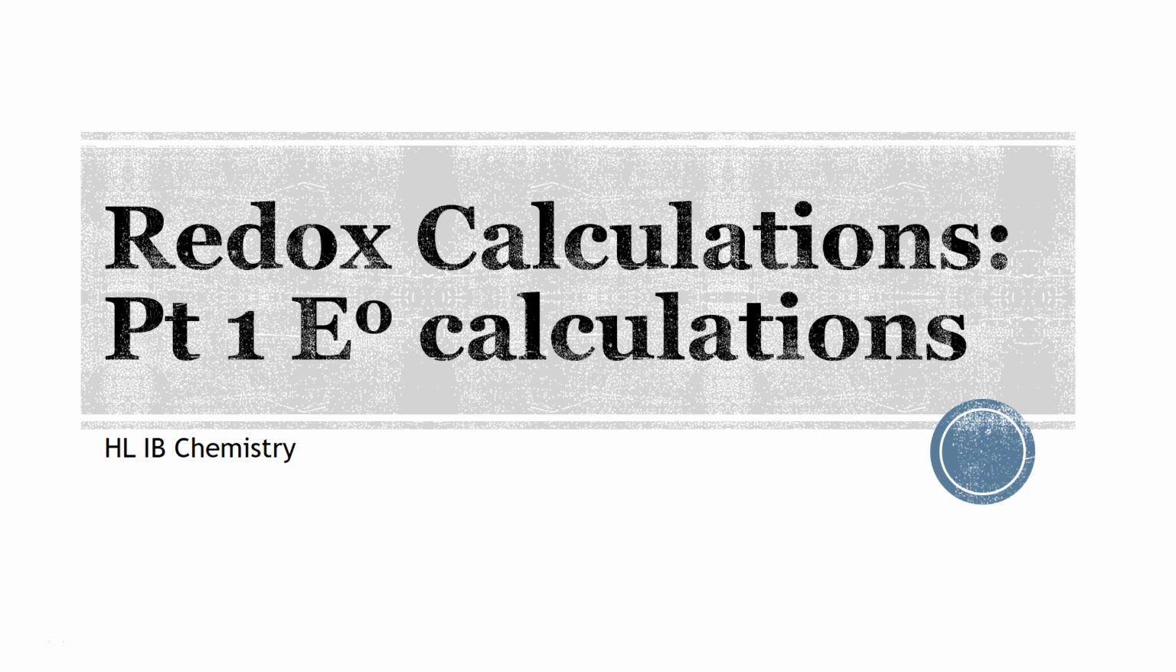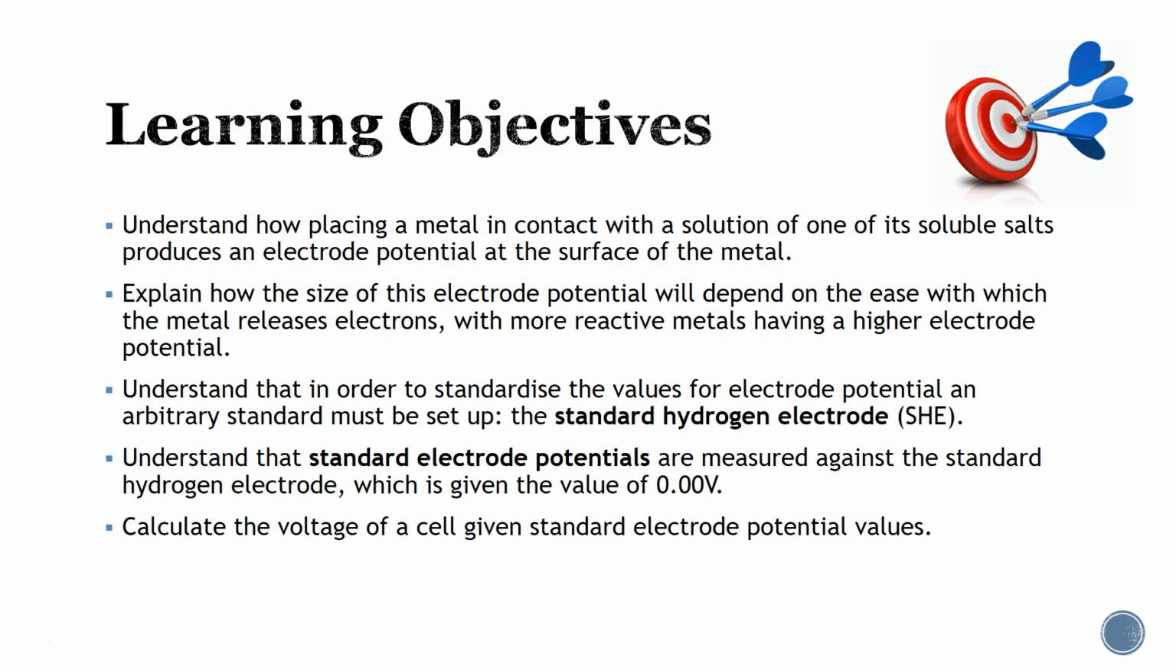So for the higher level content for this topic, which is topic 19, there's just a little bit of maths that we need to add in on top of our understanding of voltaic cells and electrolytic cells. So let's get started. The first part that we're going to do is be looking at calculating E0 values.